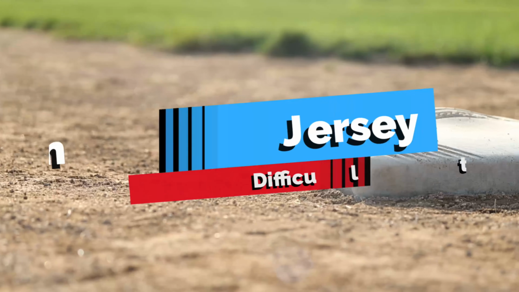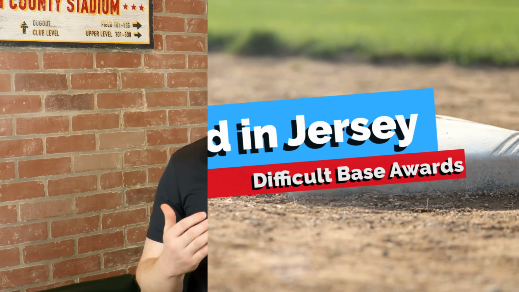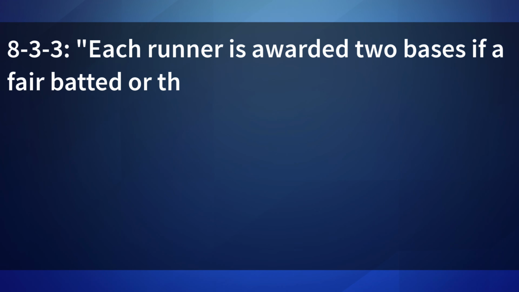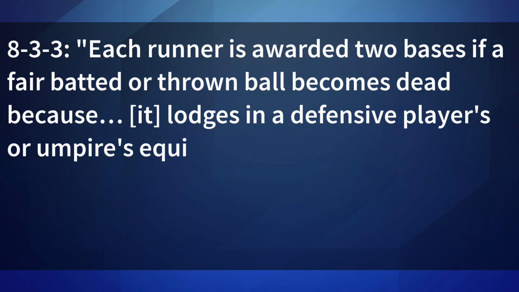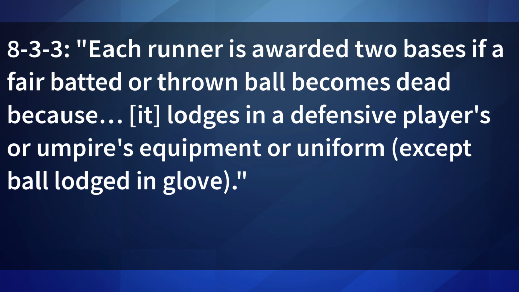So we discussed detached equipment, but what if the ball gets into a defensive player's jersey on a batted or thrown ball? Well, for this, we go to the beginning of the rule 8-3-3. Each runner is awarded two bases if a fair batted or thrown ball becomes dead because it lodges in a defensive player's or umpire's equipment or uniform, except ball lodged in glove.